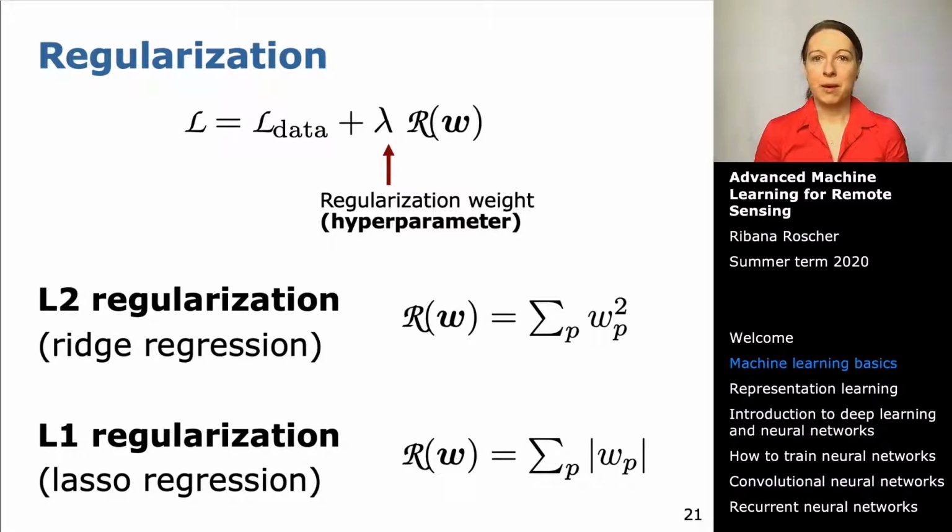In this case, the parameters are also forced to be sparse. That means that some of the parameters get 0. And in case you use an L2 regularization term, you speak of ridge regression, and if you have an L1 regularization term, you speak of lasso regression.